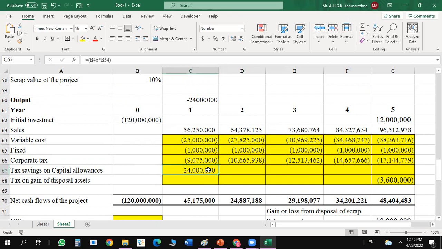Your taxable profit can be reduced. So your taxable profit can be adjusted, right, by deducting this particular 24 million. So if you deduct this 24 million, the taxable profit will drop.